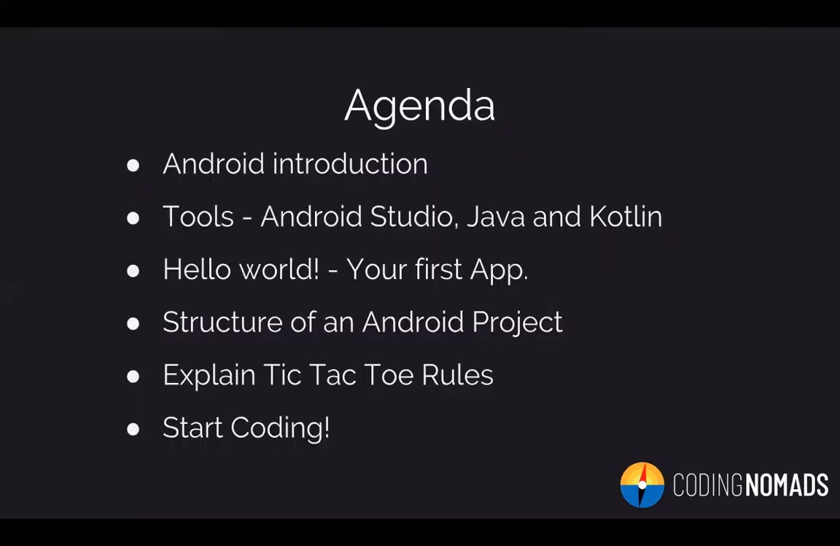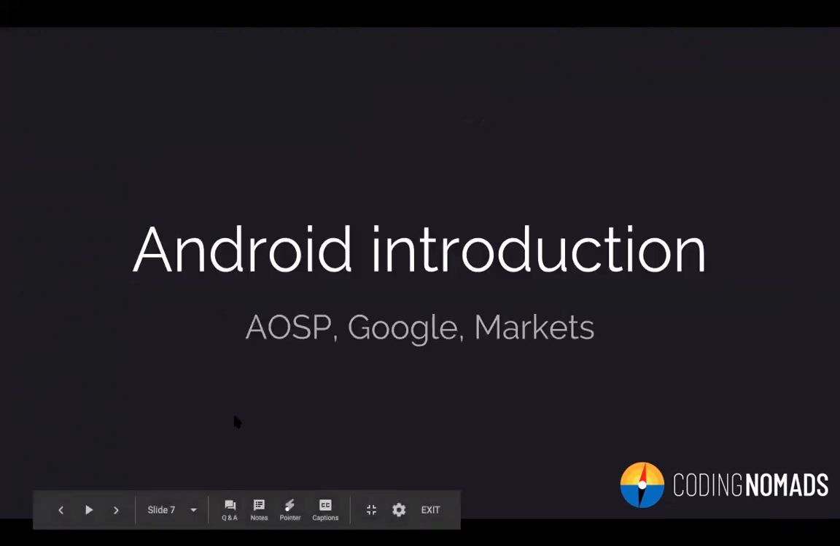Okay, so in this speed training we will talk about Android a little bit and the tools that we are going to use. We'll do a Hello World application, and later we will build our Tic-Tac-Toe application into this Hello World application. We will show the structure of the project, and then we will explain the Tic-Tac-Toe rules that everyone knows, but it's good in programming to have clear the rules that you have to program. And then we will start coding the application.